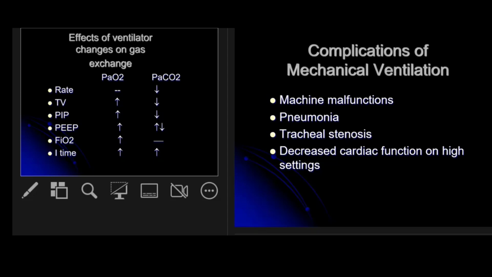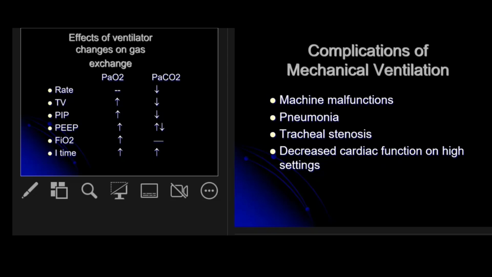So you can see by simply changing your IE ratio, you can dramatically increase your mean airway pressure, which is going to do what? It's going to dramatically improve your oxygenation. Okay? All right? And so that's why I time will improve your PaO2.